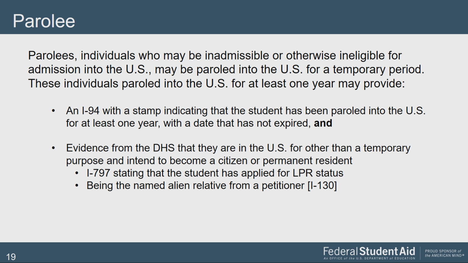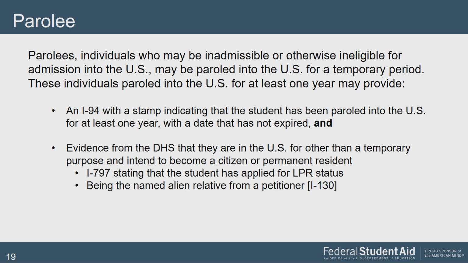Individuals granted parole into the United States may have an I-94 showing that they have been paroled into the United States, and for parole, they have to be paroled for at least 1 year. So their immigration documentation has to show that they're paroled for at least 1 year. And they have to also show that they are in the United States for other than a temporary purpose with the intention of becoming a U.S. citizen. And they would demonstrate this through submitting to you an I-797 Notice of Action.